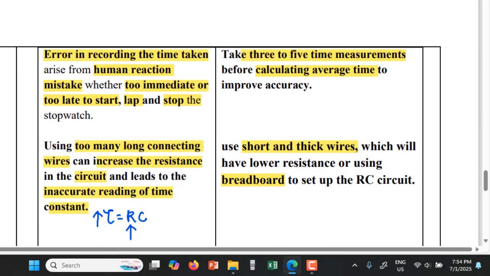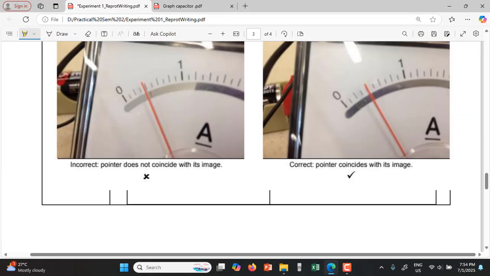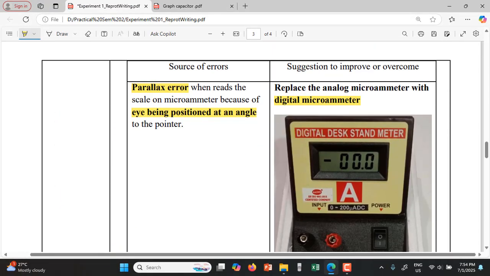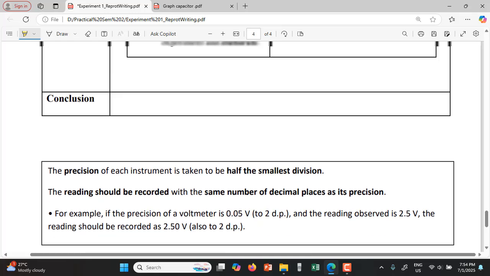So you might pause the video and then note down the errors that might occur in the experiment. So anda boleh catatkan error yang wujud ni dalam you punya report writing dan cara mengatasi. So catatkannya dalam report writing you supaya lain kali report writing you boleh dijadikan sebagai rujukan apabila anda prepare untuk ujian amalan nanti. So the last one will be the conclusions.